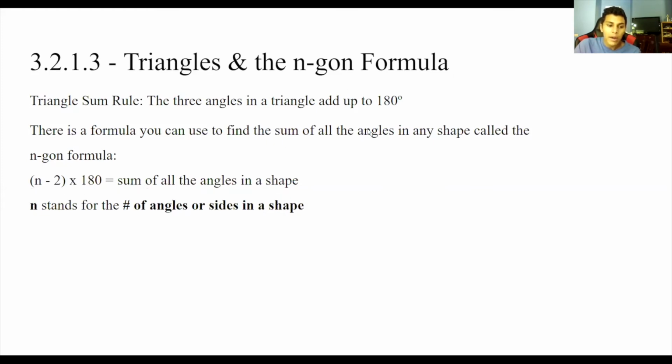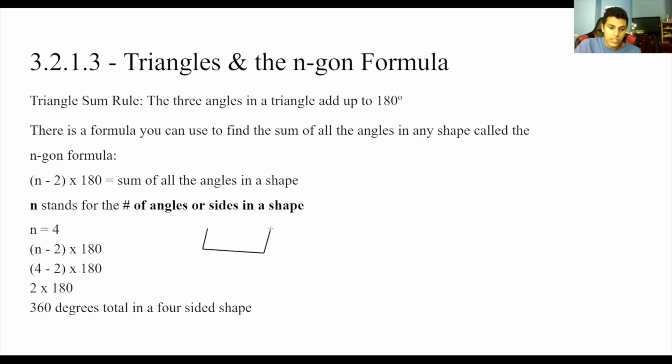Now, how do you actually use this formula? Well, first you have to figure out exactly what your value of N is. So in this example, I'm talking about a four-sided shape. Say I had a four-sided shape. So here's my four-sided shape. Since it has four sides and four angles, N would be 4. So I know N is 4, so I'd use the N-Gon formula, if I needed to figure out what the sum of all the angles inside the shape is.